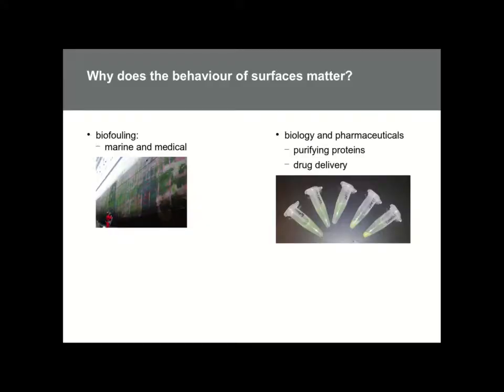Elsewhere in biology, we have questions of isolating proteins. By adjusting salt solutions, we can cause proteins to aggregate and precipitate out so we can purify them. The question of particles binding also comes into how drugs can be delivered to targeted tissues.